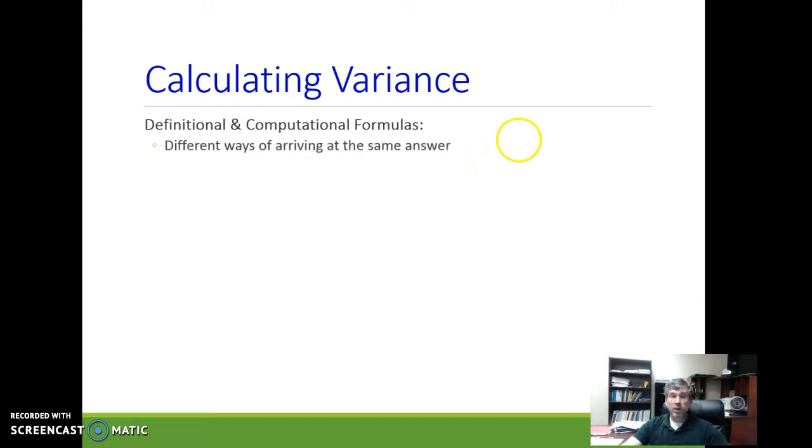Here's what the difference is between them, and the role they're going to play in the course. They're both different ways of getting the same answer. They're both going to give you the same number. So if they're used correctly, they're going to get you to the same place. That's the first thing to keep in mind.